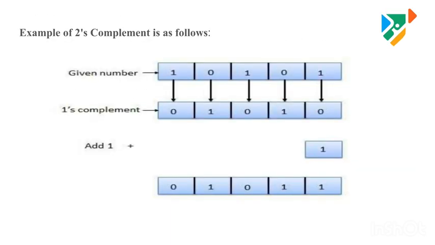The MSB represents the sign, as a 0 indicates a positive number and 1 indicates a negative number. The illustration below shows the twos complement of the given number. So the given number is 10101. The ones complement, inverting all the bits, becomes 01010. Now add 1 to the ones complement, then you get the twos complement of the number, that is 01011.